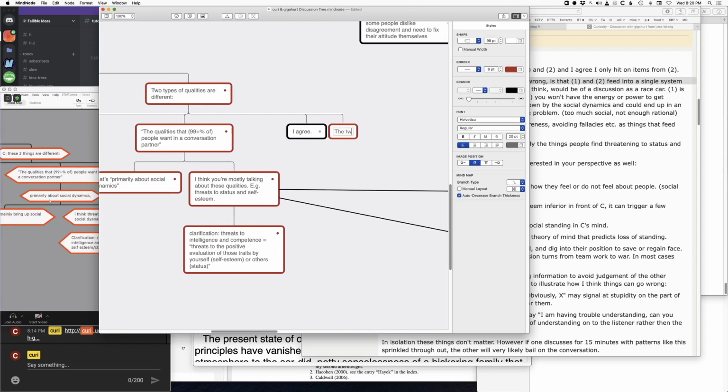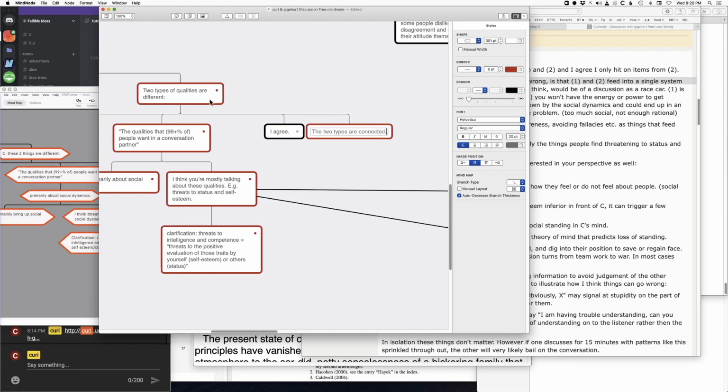The two types are connected. Okay. I agree with that.